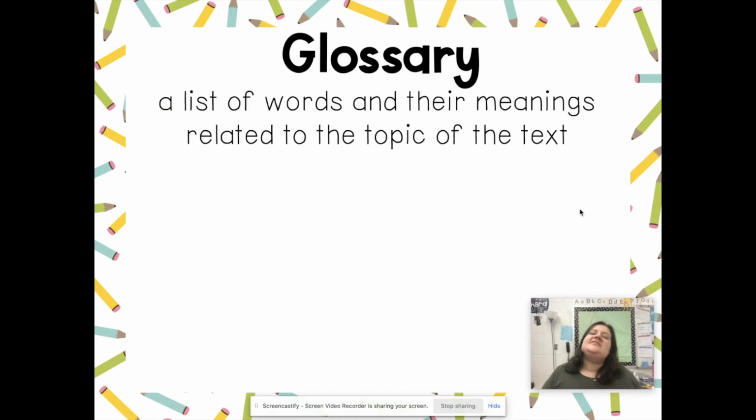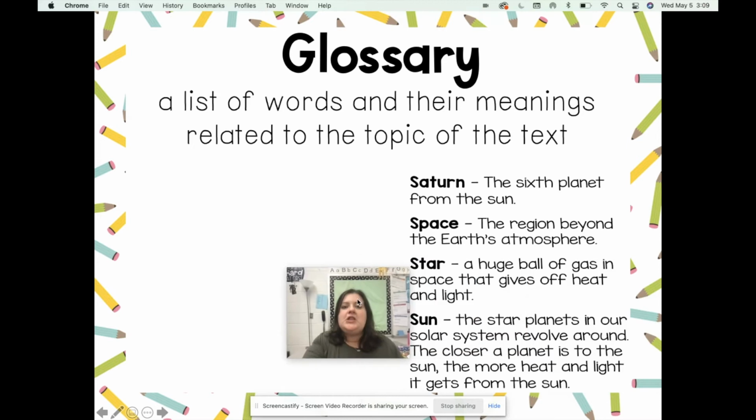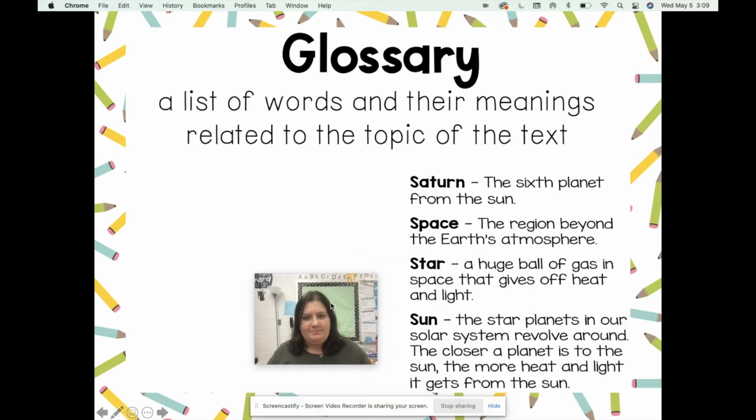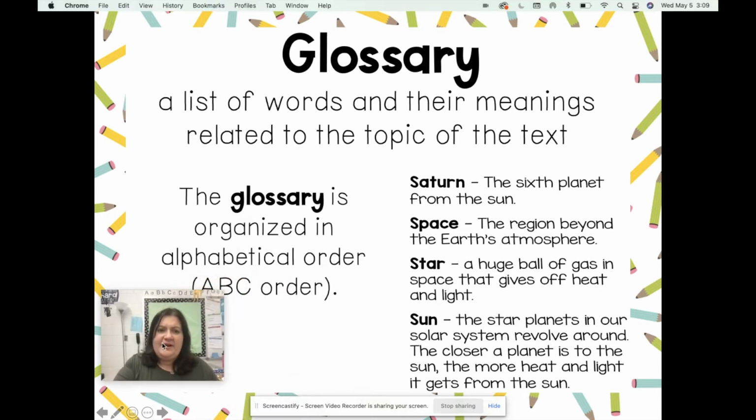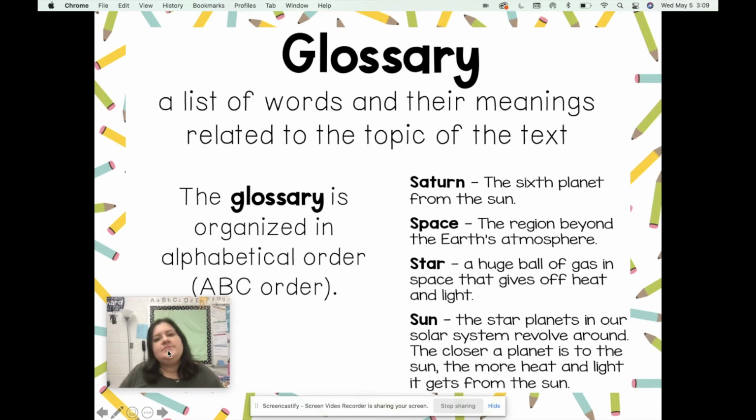A glossary is a list of words and their meanings related to the topic of the text. Now, we find the glossary located at the back of the book. And the glossary is usually organized in ABC order, or alphabetical order as it's known. So if you take a look at this particular glossary, we see the words Saturn, space, star, and sun. This is a book about space.